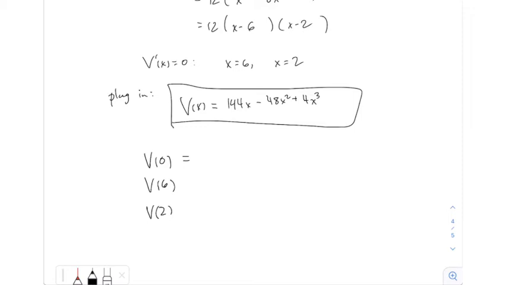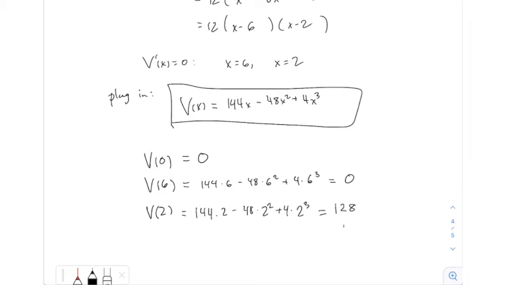It doesn't matter. V of 0, that's easy enough. You get 0, right? And V of 6, also, I happen to know, you're going to get 0. You could plug this into your calculator if you want to. But just because of the geometry of the situation, if you actually let x be 6, you're going to get a 0 volume. So this is also 0. V of 2, this is the interesting one. You plug this in: 144 times 2 minus 48 times 2 squared plus 4 times 2 cubed. I used my calculator on this, and I got 128. So that right there is the maximum.